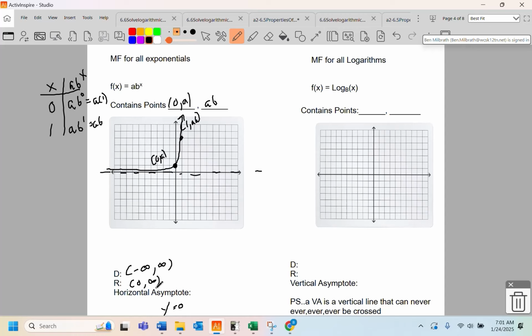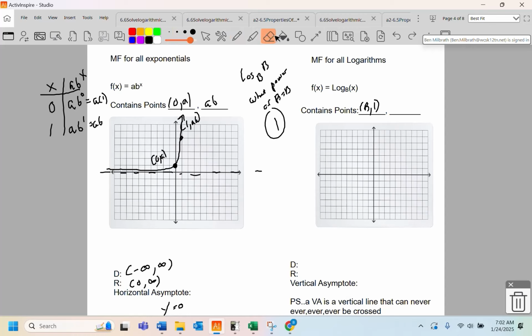They contain the points b, comma 1. Weird, huh? So let me explain that. If I feed log base b of b, it says what power of b is equal to b? And the answer to that is 1. What a weird thing.